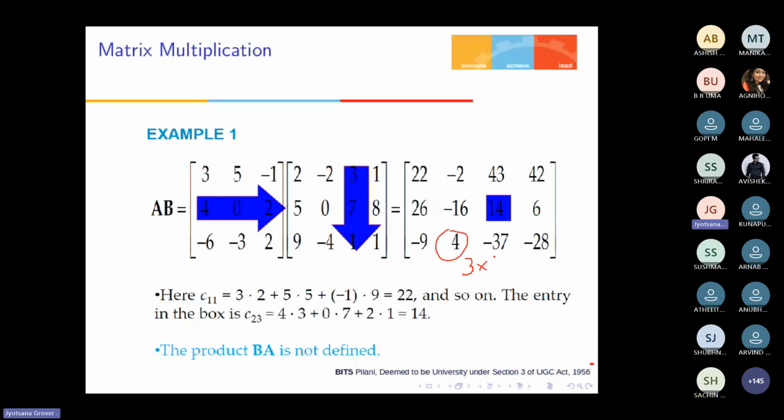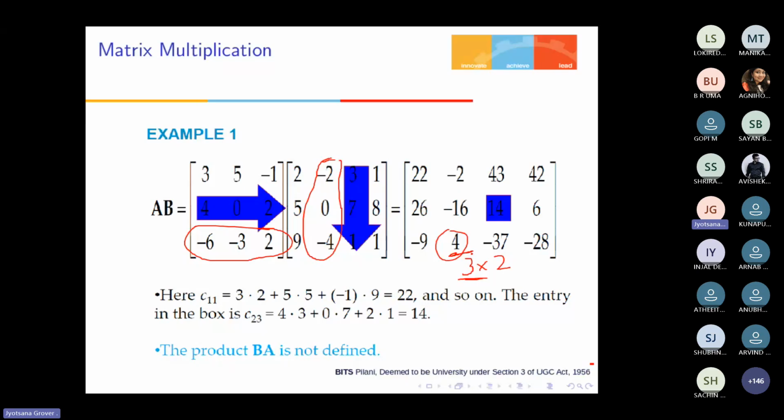Now which row of A will you take? Third row of A, and the second column of B. What will you take now? -6 into -2 is 12. Plus -3 into 0 is 0. Plus 2 into -4 is -8. 12 minus 8 is 4. You are getting 4. So this is correct.